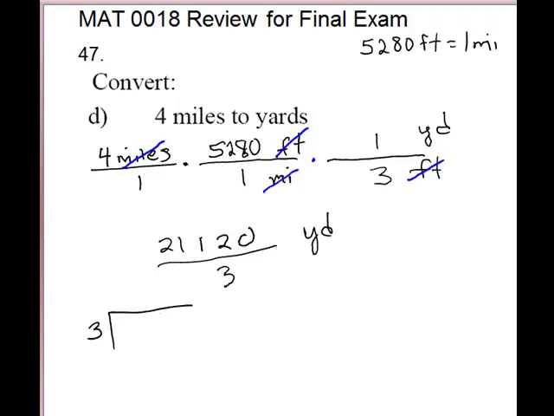So 3 into 21,120. 7 threes are 21. Subtract, bring down. 3 won't go into the 1. You have to put the 0. Subtract, bring down. 3 into 12 will go 4 times. 4 threes are 12. We have to keep dividing all the way to the end.